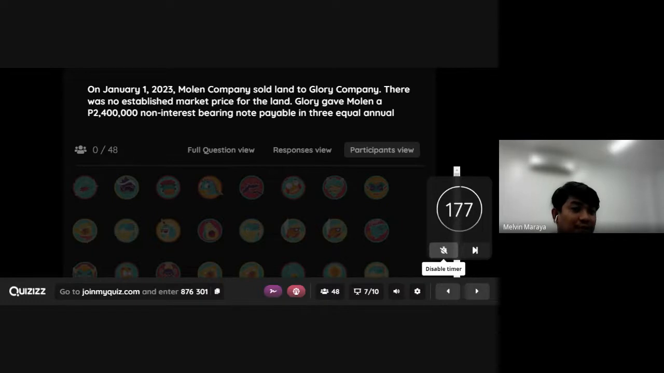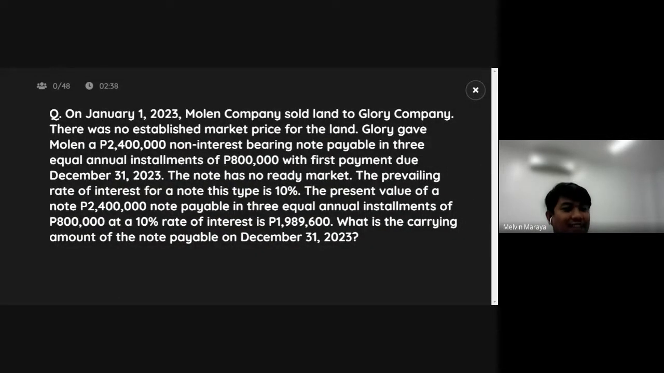On January 1, 2023, Molin Company sold land to Glory Company. There was no established market price for the land. Glory gave Molin a 2,400,000 non-interest bearing note payable in 3 equal annual installments of 800,000 with first payment due on December 31, 2023. The note has no ready market. The prevailing rate of interest for a note of this type is 10%. The present value of a 2,400,000 note payable in 3 annual installments of 800,000 at 10% interest is 1,989,600. What is the carrying amount of the note payable on December 31, 2023?